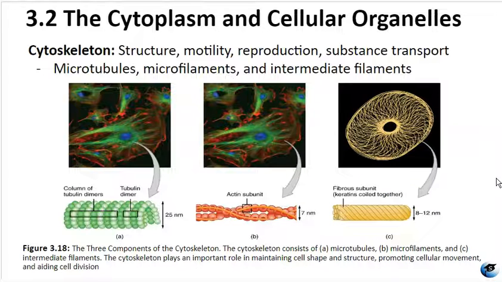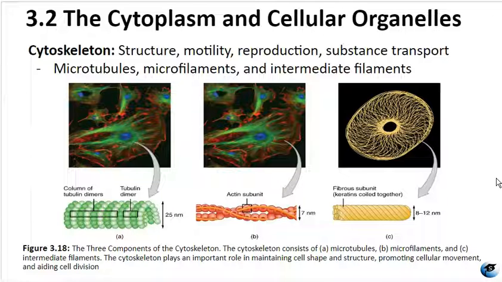The cytoskeleton, comparable to the bony skeleton supporting humans, provides structural integrity to cells. The cytoskeleton helps to maintain cell structure, supports motility, aids in cell reproduction, and facilitates substance transport within the cell. Figure 3.18 shows the three components of the cytoskeleton: microfilaments, intermediate filaments, and microtubules.